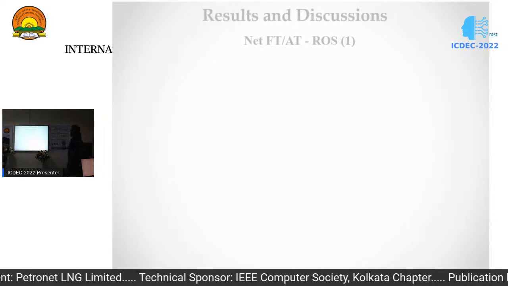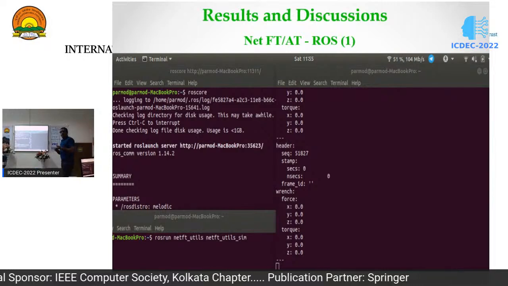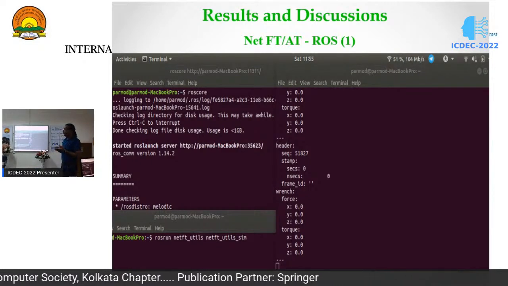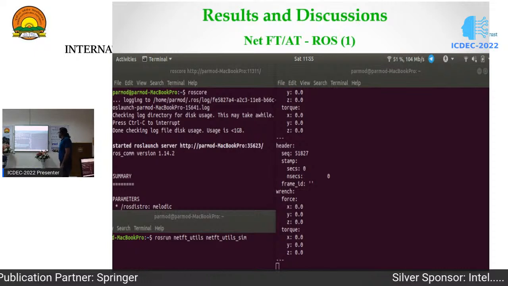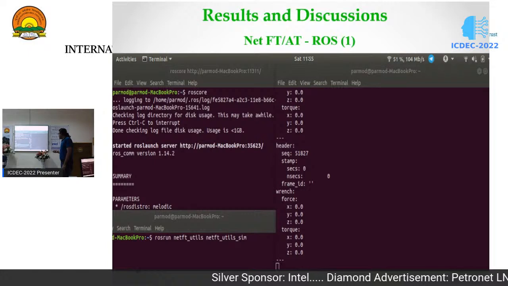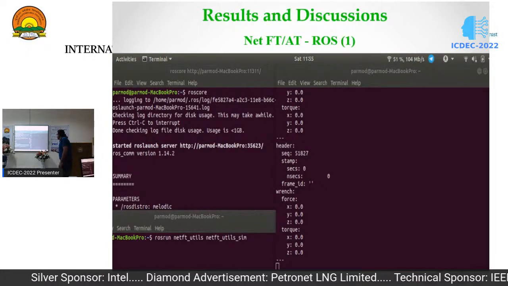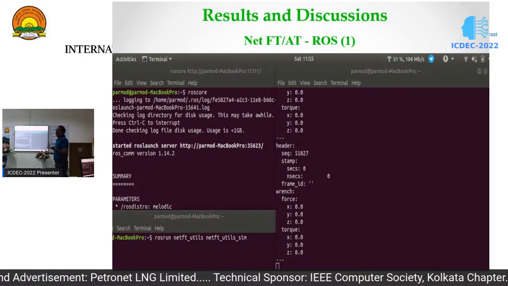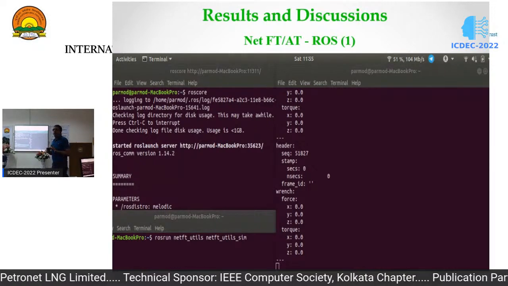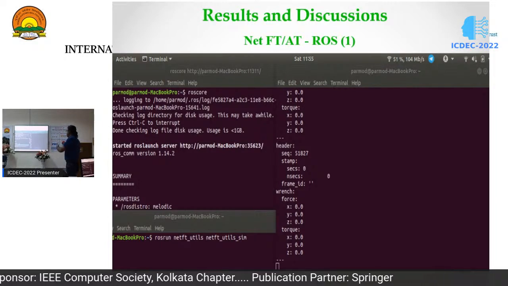Now the results and discussion, ROS one. Every command is being fired on that Ubuntu terminal. I will start from ROS 1, right? I have used the ROS distribution Melodic, and this is the command ROS1 netft utils. In the starting, this is the original command from netft utils, and I have downloaded it from the Git. There are some repositories posted by that netft.